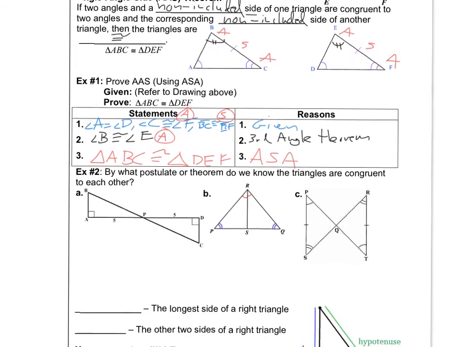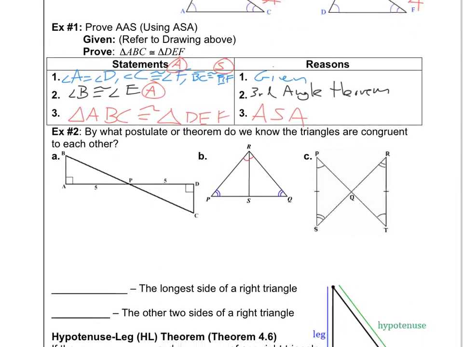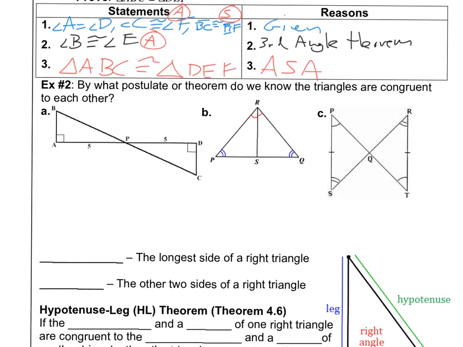Okay, so we did the proof about AAS. Now let's use it to determine whether these three triangles are congruent. It says, by what postulate or theorem do we know the triangles are congruent to each other? And first one, what do we know? Well, 5 and 5 are definitely congruent. So I'm going to write S and S. And then these right angles have to be congruent, right? Because they're both 90 degrees.